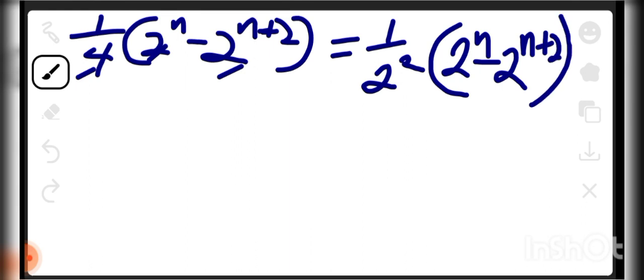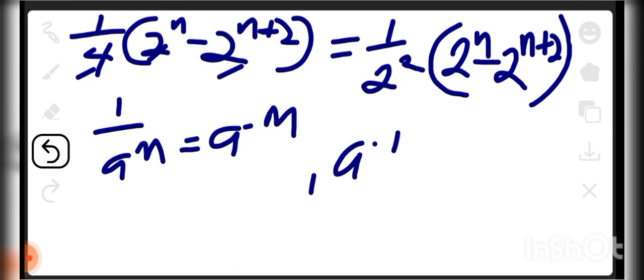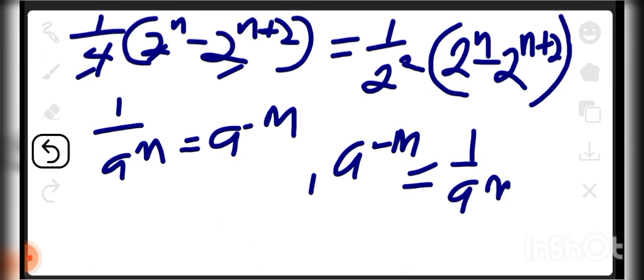And the next thing, I'm going to apply this rule of indices. If you have 1 over a raised to power m, you see it here as a raised to power minus m. If you have a raised to power minus m, we see it here as 1 over a raised to power m. You can interchange them. So we want to convert this one now to this using this rule.